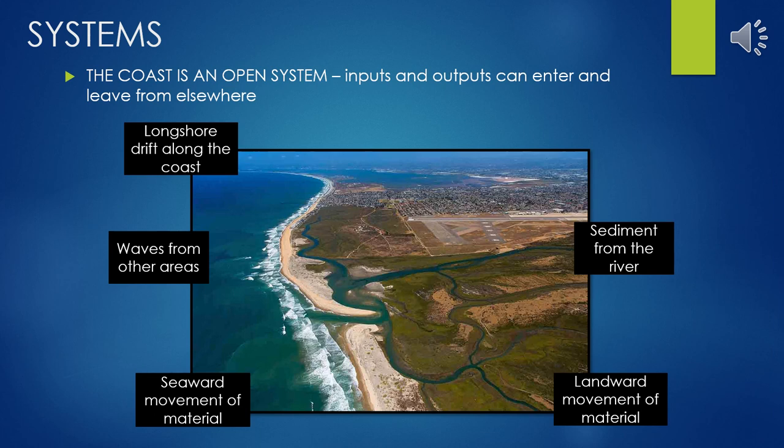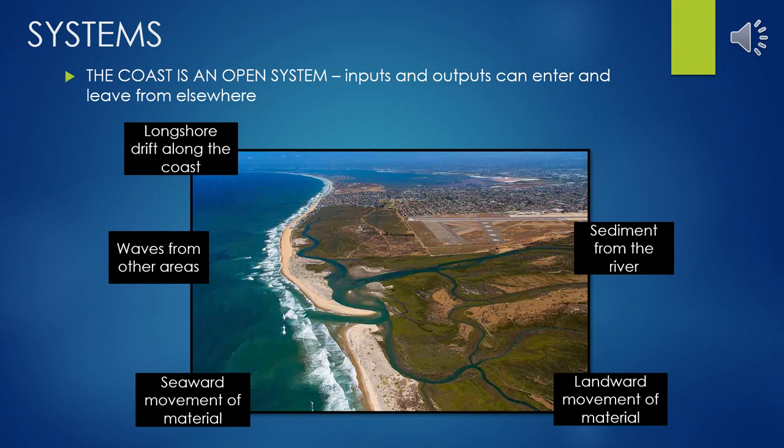Systems. Although a littoral cell is a closed system, the coast as a whole is an open system, and I will explain why. Inputs and outputs can enter and leave the system from elsewhere. For example, longshore drift can move sediment along the coast, and that could be amplified during a storm. Waves can come in from a long, long way away. The distance a wave travels is called the fetch. Waves can travel across the oceans uninterrupted, bringing energy from other areas. Therefore the coast is open.